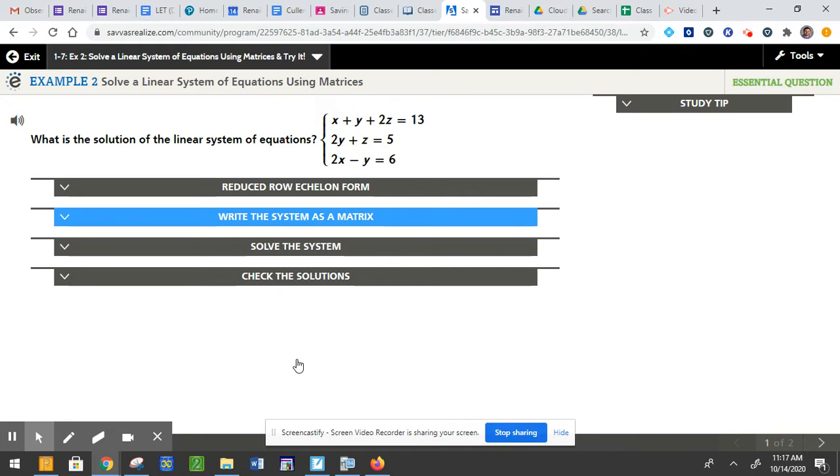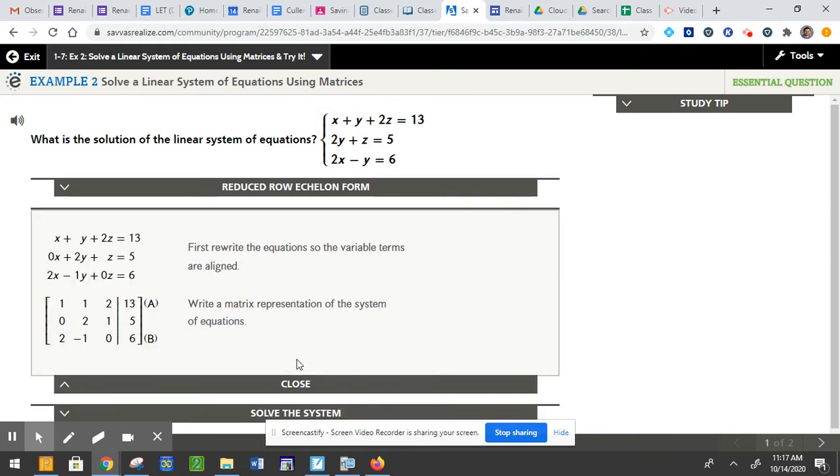Write the system as a matrix. So let's do that. Just again, it needs to be in standard form. When there are terms missing, like in the second equation, there is no x, you need a 0 placeholder there, and like there's no z in the third equation. So you need to have the 0 there. Okay.